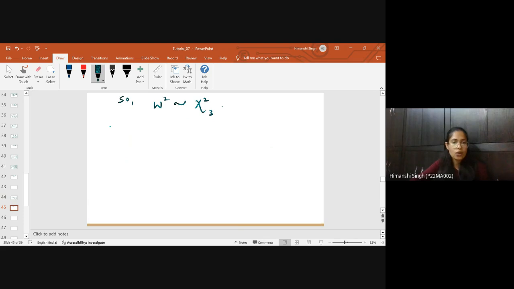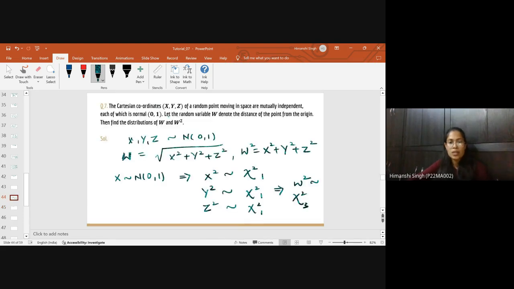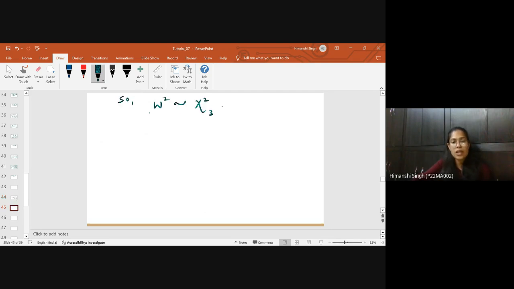Now, if I want to find the density of W, or the distribution, then for that, since W square is chi square, let U equal W square, which follows chi square with 3 degrees of freedom. So let's first write down the density of U. Why am I writing so? Because I need to find the distribution of W, which will be nothing but the square root of U.